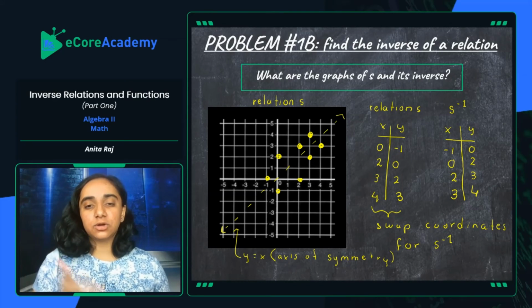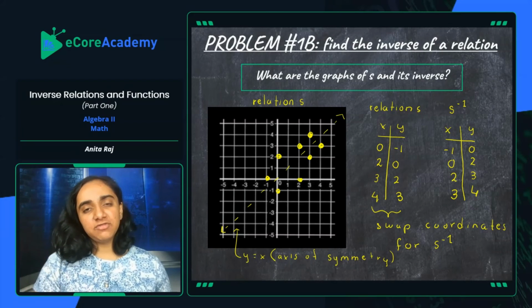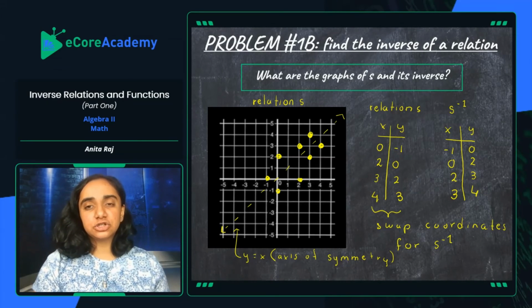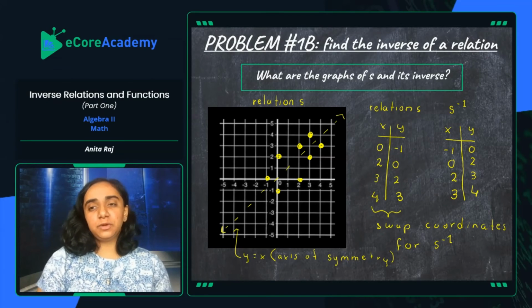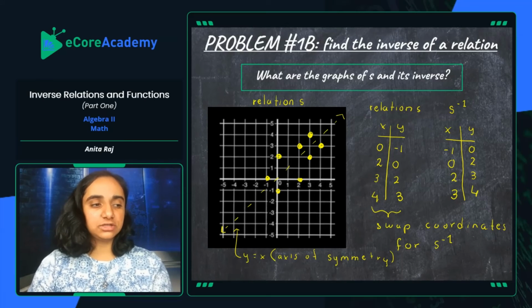It goes right through the origin. As x increases by 1, y also increases by 1, or if x decreases by 1, y decreases by 1. It's a linear relationship. If you actually graph that, you'll see that the relation S is reflected across this axis of symmetry to give you the points for S inverse. And this applies to pretty much any inverse. So just make sure you notice that.